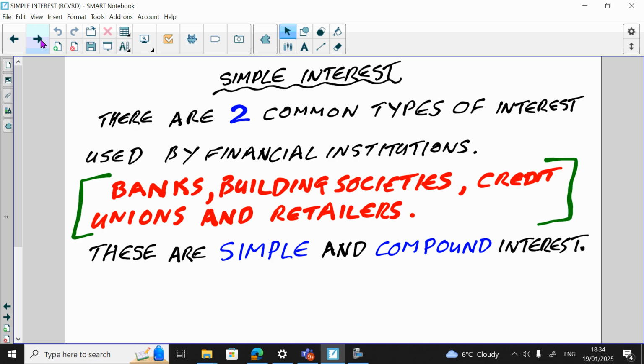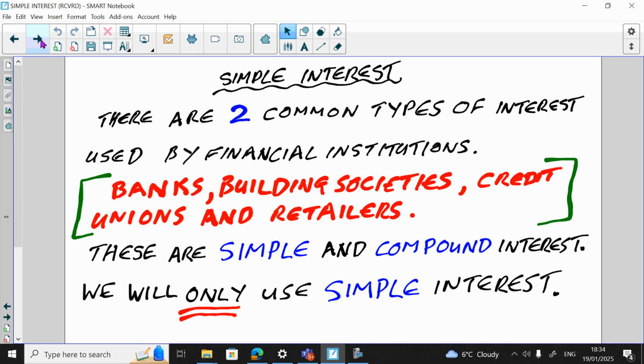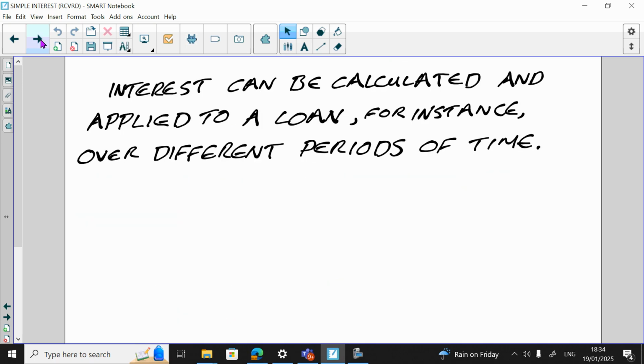So there's different types of interest. I'm just going to mention two of them here. Simple interest and compound interest. So you might have dealt with compound interest before, where they just give you a formula and it does everything for you. But simple interest is actually more complicated. But here, we're just going to use simple interest. Let's lead by example.